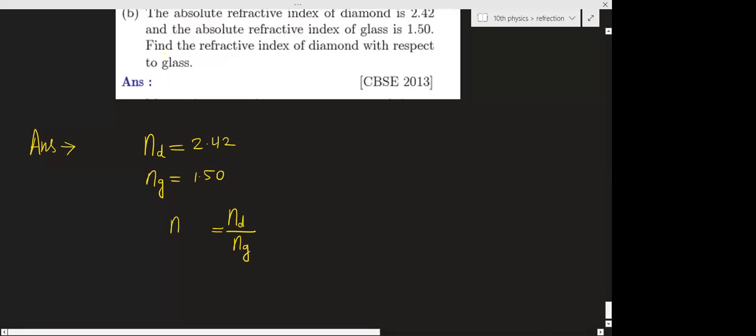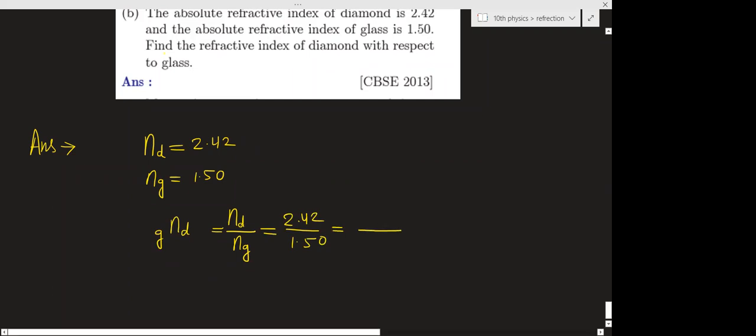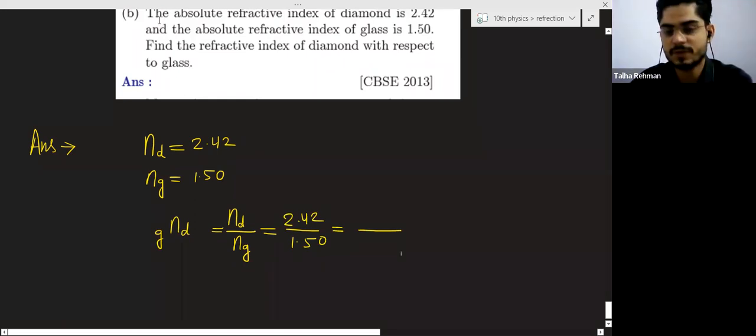Refractive index of glass with respect to diamond. So that's how we will write it. So this is given as 2.42, and this is given as 1.50. So when you calculate, please calculate this by yourself. Just try it.